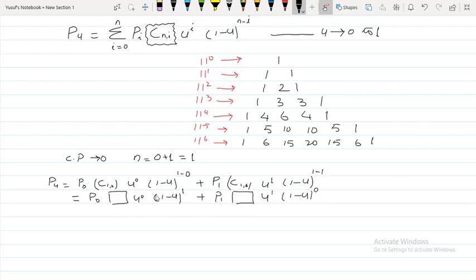So here you have to put two constants. The constant depends upon the value of n. The value of n is 1, so you have to choose this second row. The constant is 1 and 1. So here the constant value will be 1. Here the constant value is 1. If you write this equation, it is the equation of a line. U raised to 0 is 1, 1 minus u. So P0 times 1 minus u plus P1 u, 1 minus u raised to 0 will be 1. So it is the equation of a line.